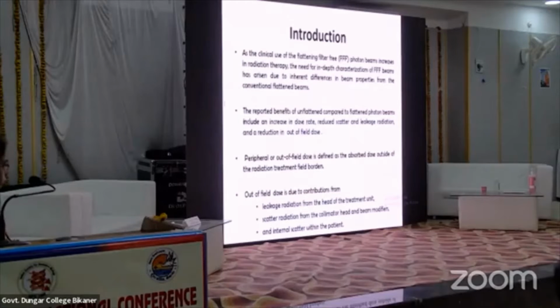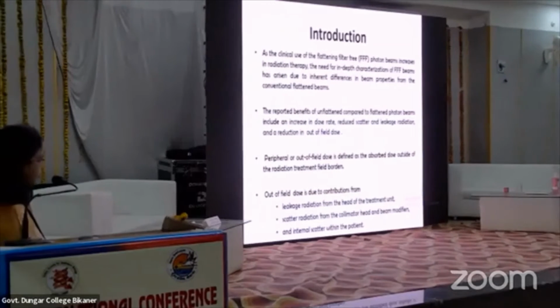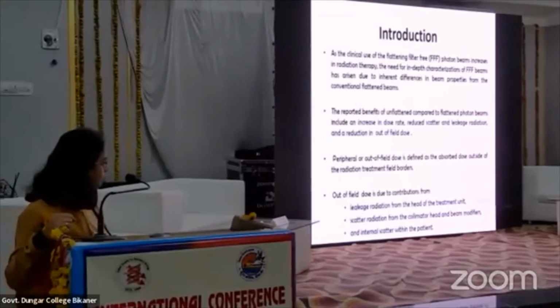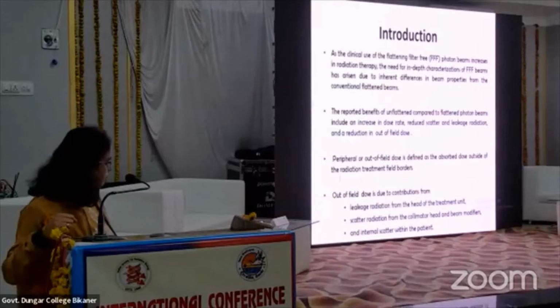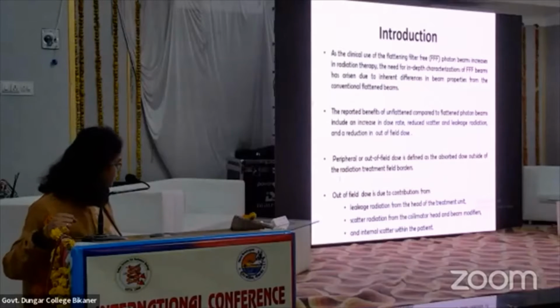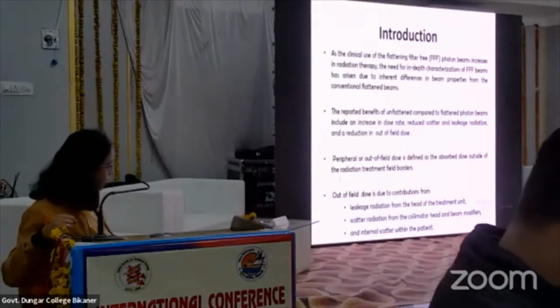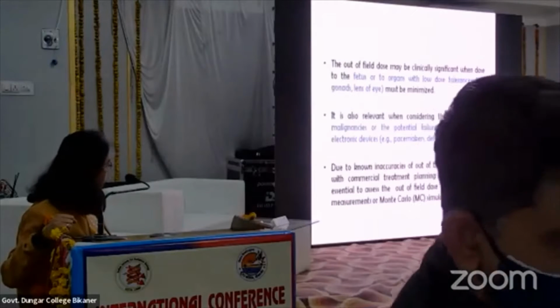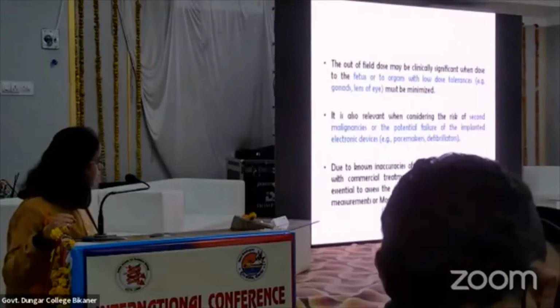So what is the out-of-field dose? It is defined as the absorbed dose that is outside the radiation treatment field border. The out-of-field dose arises from leakage radiation from the head of the treatment unit, scatter radiation from the collimator head and beam modifiers, and also a contribution from internal scatter within the patient. So the out-of-field dose may be clinically significant.